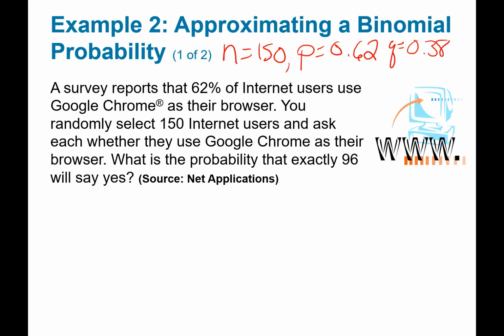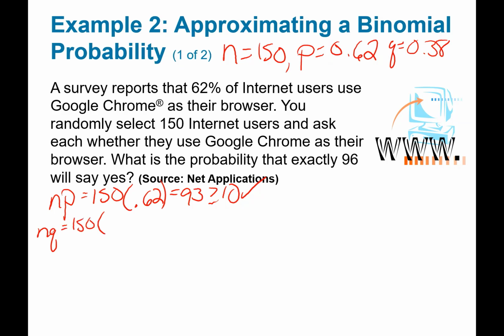Now we need to make sure that the normal approximation can be used. So n times p is 150 times 0.62, and that is 93, which is definitely greater than or equal to 10. So that works. n times q is 150 times 0.38, which is 57, which is also greater than or equal to 10. So the normal approximation can be used here.